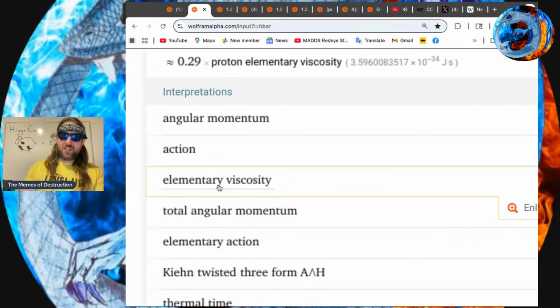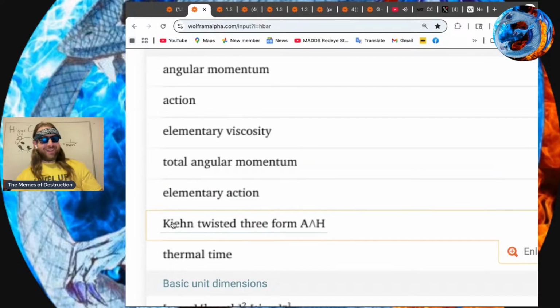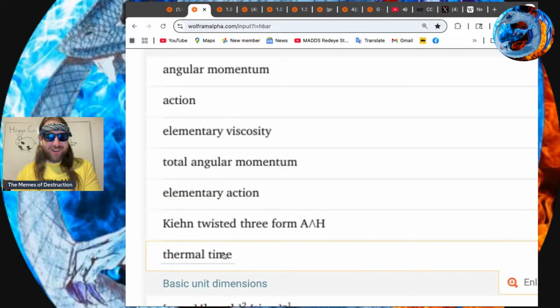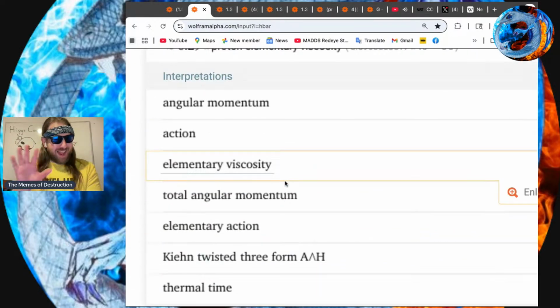Angular momentum, action, elementary viscosity, total angular momentum, elementary action, kind twisted 3 form, a lambda h, thermal time. I don't know what that stuff means. It's like, all right, an action. Okay? You multiply energy by seconds. Well, F equals ma. The energy is just force times distance.